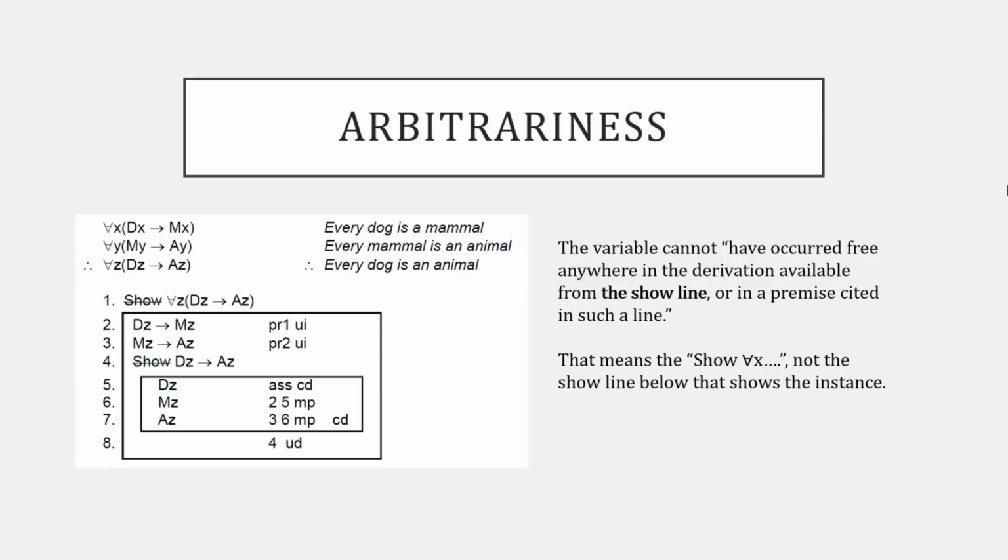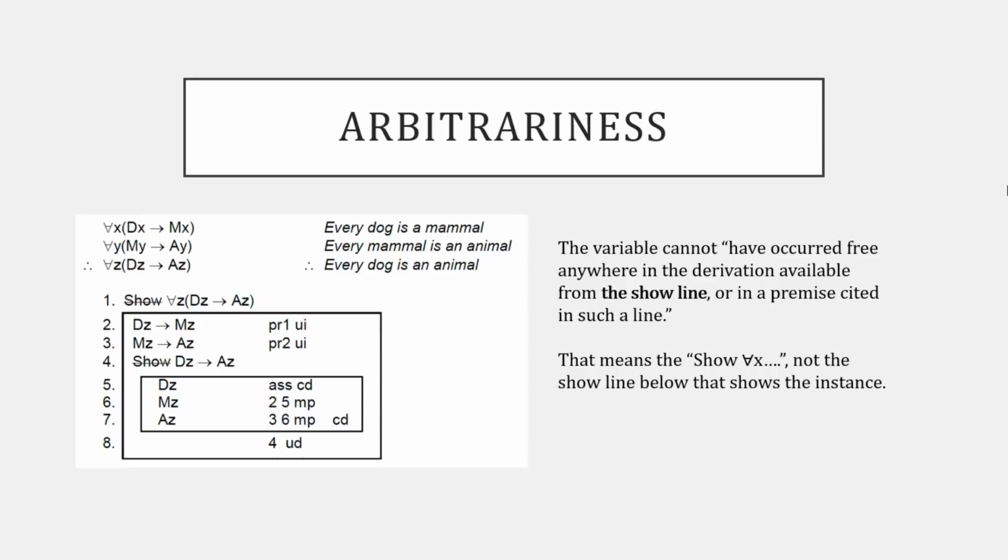Right? So this is okay because Z does not appear free before the show line for the universal. They did the show line for the universal on line 1, so it doesn't appear before that and has not been cited before that. So when they say it's not allowed to appear free before the show line, what they mean is the show line for the universal, not the show line for the instance. So a universal derivation involves 2 show lines, one for the universal, one for the instance. The arbitrariness requirement is that it can't appear free before the first show line, the one for the universal. Okay?